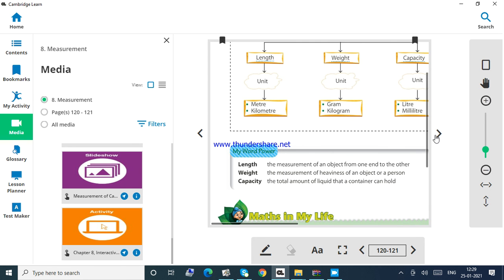Then the last one, recall everything: length, weight, capacity. Length is the measurement of an object from one end to the other. Weight is the measurement of the heaviness of an object or a person. Capacity is the total amount of liquid that a container can hold.